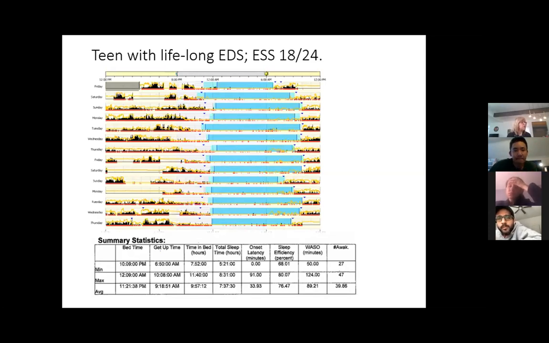This was a teen with long-standing excessive daytime sleepiness. He's 14 years old at this point in time, and his Epworth is 18/24. I was thinking about doing a PSG MSLT. I had actigraphs at this time, and so I gave him an actigraph.